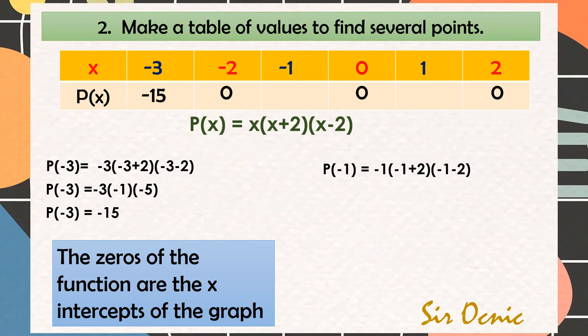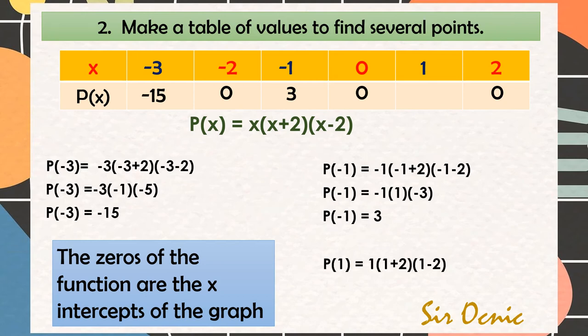If x is equal to negative 1, then that is negative 1 times the quantity negative 1 plus 2 times the quantity negative 1 minus 2, which is equal to negative 1 times 1 times negative 3, or simply positive 3. Let us try to solve p of 1. That is 1 times 1 plus 2 times the quantity 1 minus 2, which is equal to 1 times 3 times negative 1, or simply negative 3.